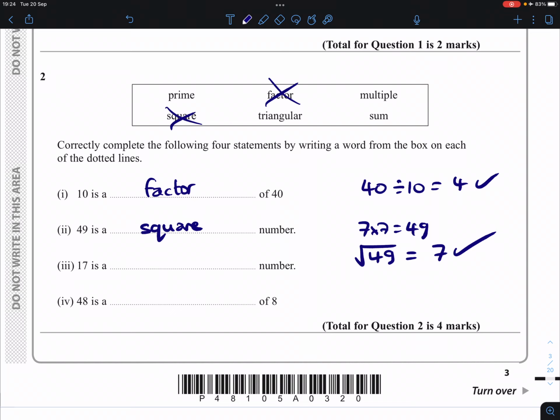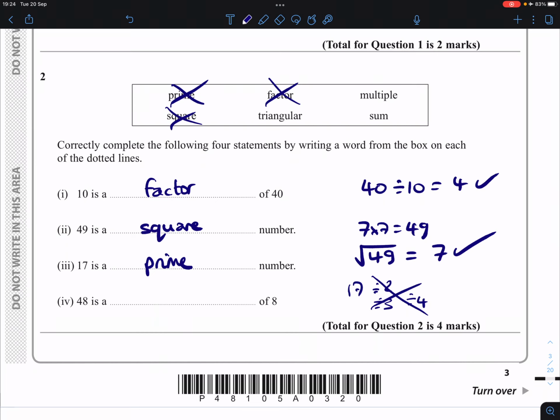Scored it off. Next one, 17 is a something number. A prime number is one that can only be divided by itself and 1. So 17, if we try and divide it by 2, try and divide it by 3, 4, and so forth, none of them will work, which makes it a prime number. Score that off the list.